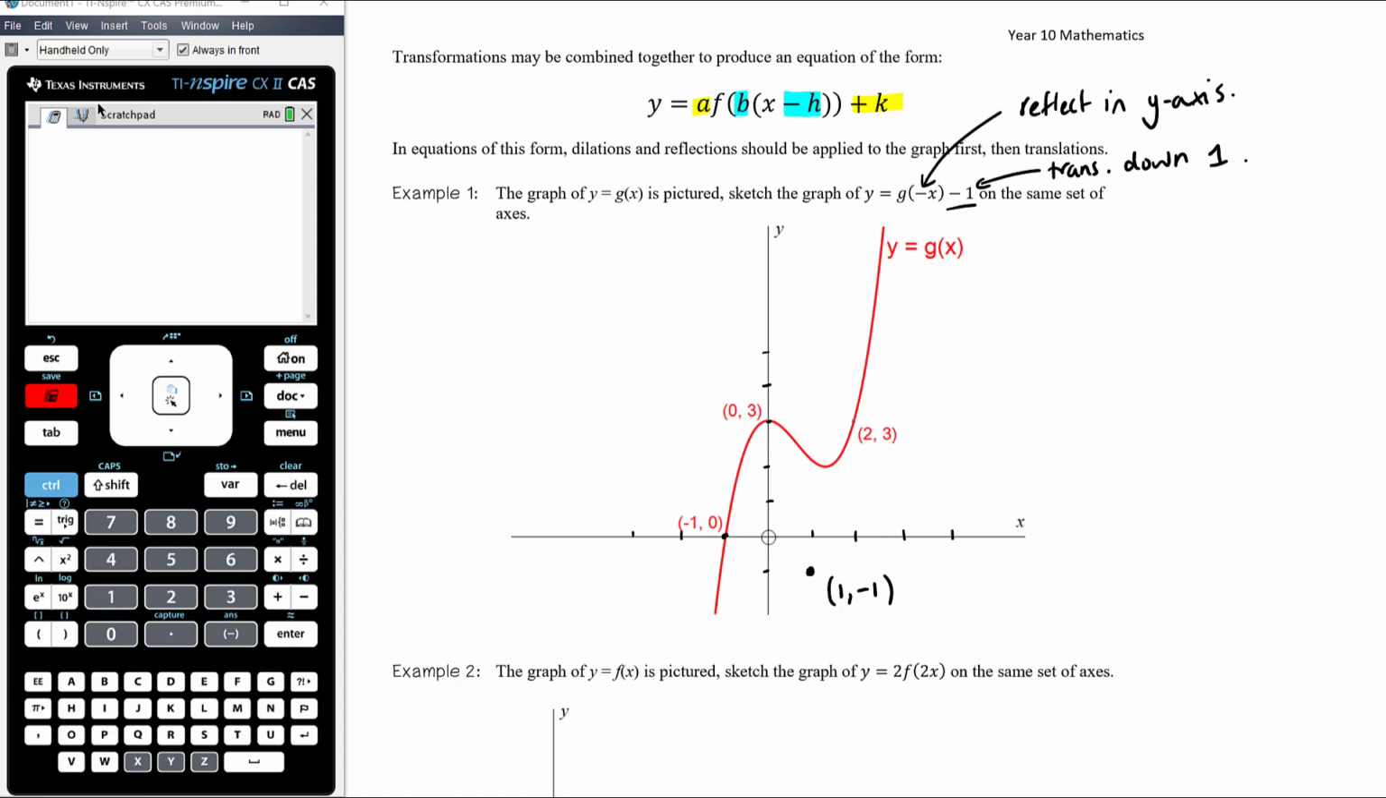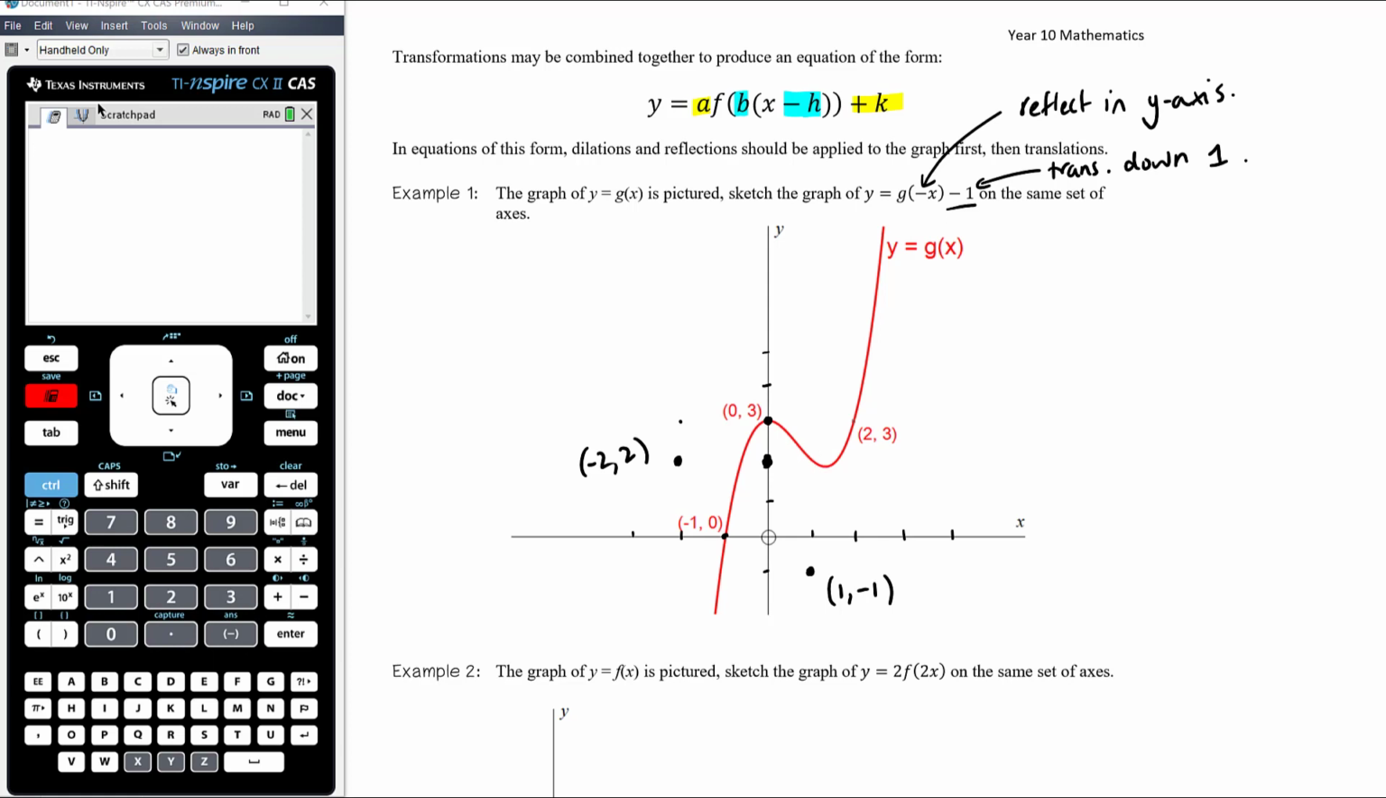Okay. If we take the point 0, 3 and we reflect it in the y-axis, it's not going to go anywhere. Reflecting in the y-axis is about multiplying the x coordinate by negative 1, so it won't move anywhere. But then down by 1, it's going to move down. So it'll be at 0, 2. Okay. The point 2, 3, reflected in the y-axis, it's going to come over here to negative 2, 3. Down by 1, it's going to come down to negative 2, 2. Okay. You might take some other points.